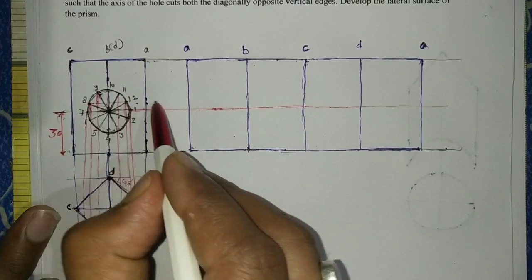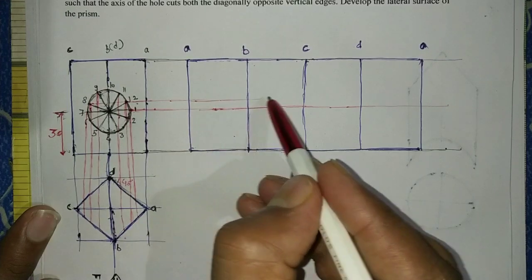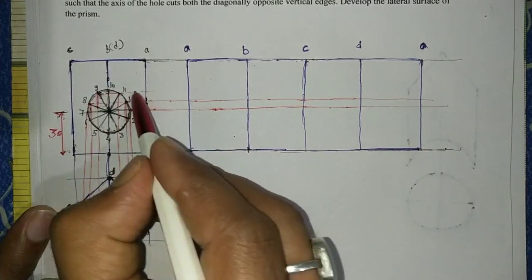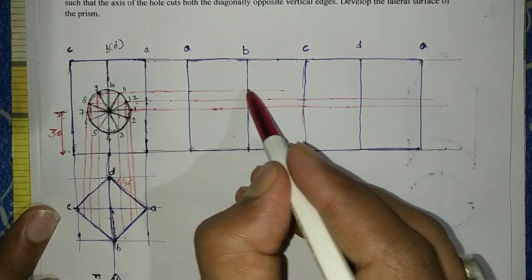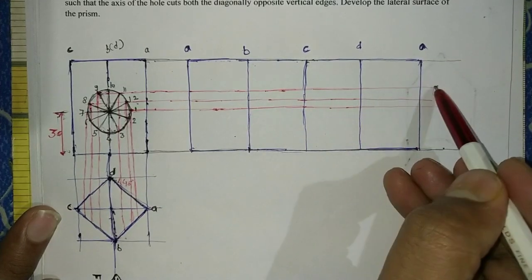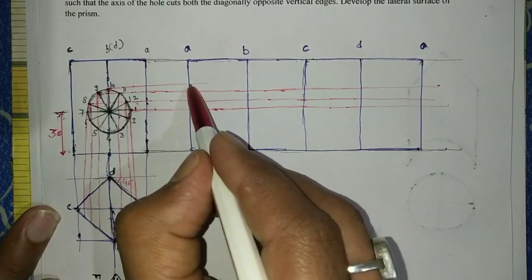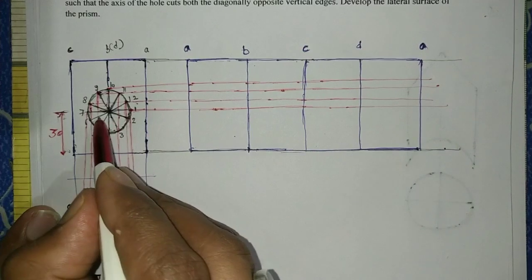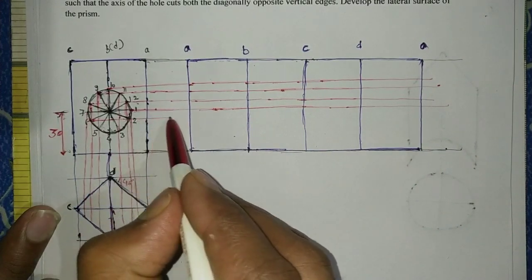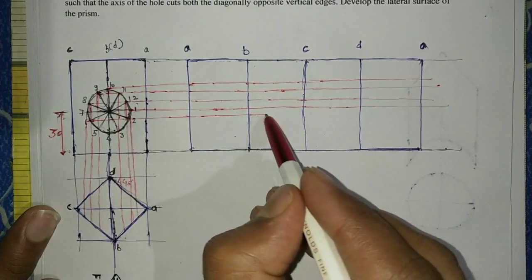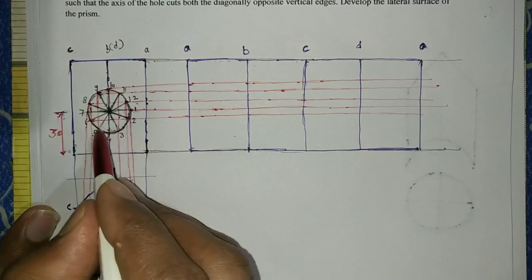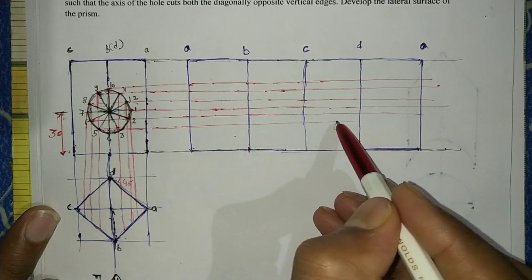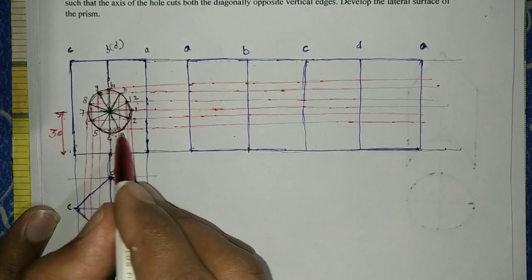Then 12 and 18. Then 9 and 11. And 10. Similarly downwards, 6 and 2, 5 and 3, and 4.